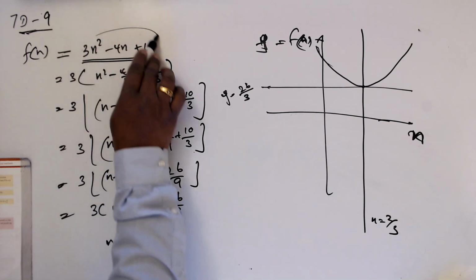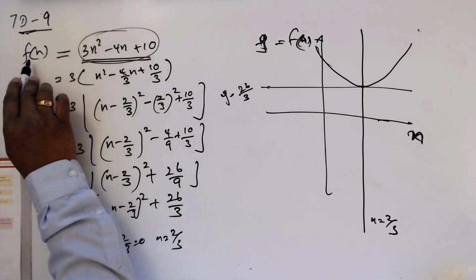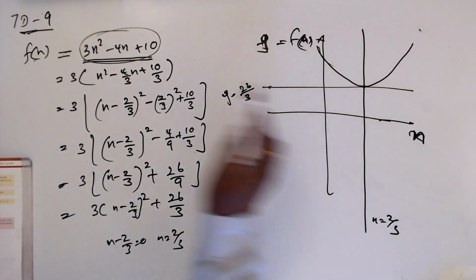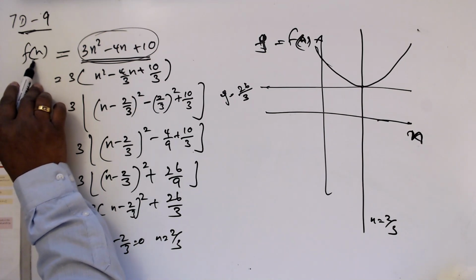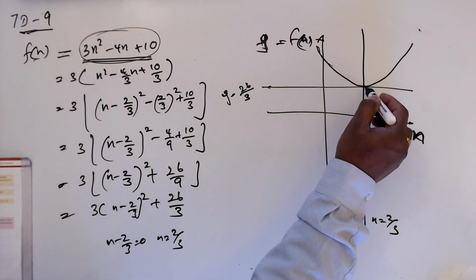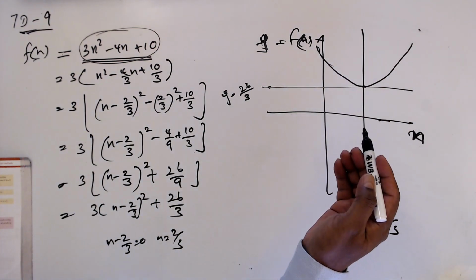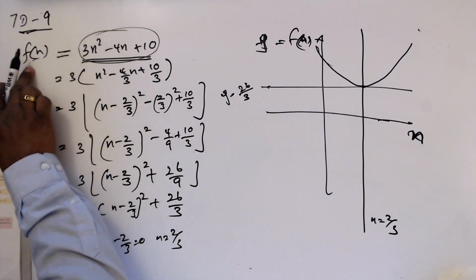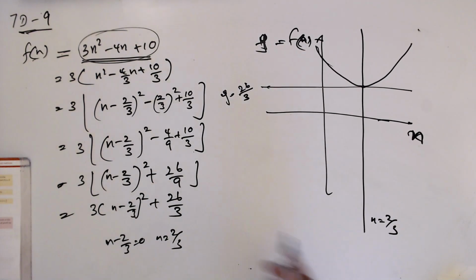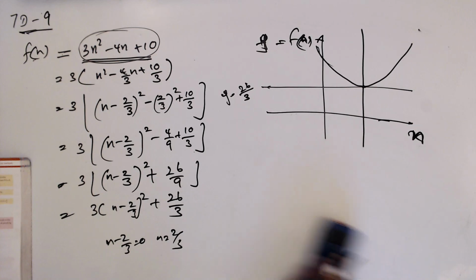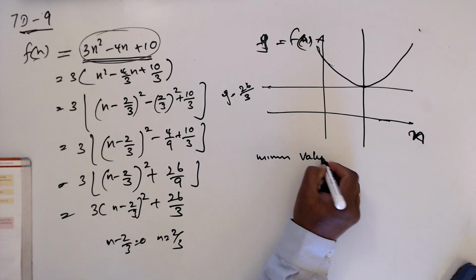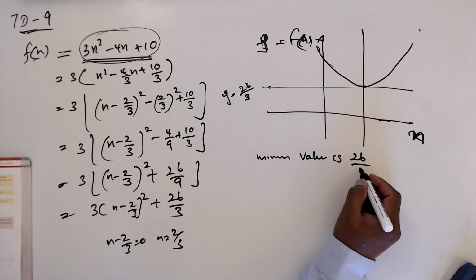So we want to show this expression is positive. It means this y value, y for all x values, has to be positive. You can see that all the y values, the graph starts from here upward, 26. It means f(n) is positive for any value. Hence you can write the minimum value is 26 over 3.